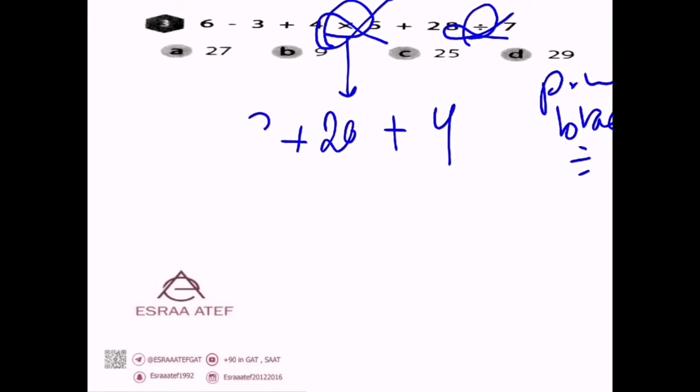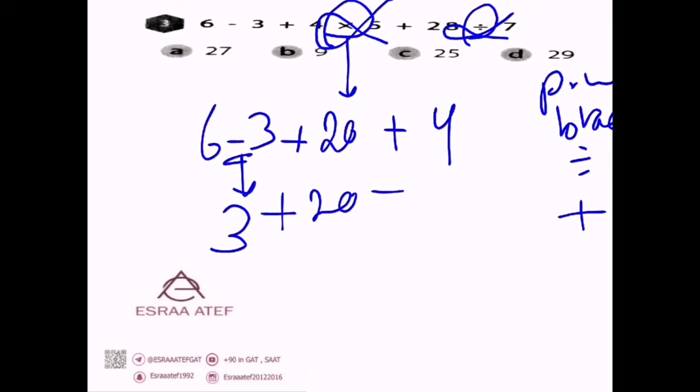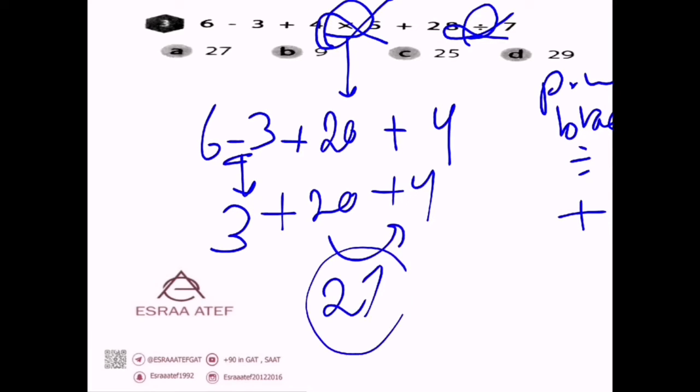And then here we have plus 3 minus 6. Then we start with adding and subtracting. Which one do we have first? We have subtracting. 6 minus 3 will be 3, and here we add it, plus 20 plus 4. So 3 plus 20 is 23. 23 plus 4 will be 27. So the answer will be 27.